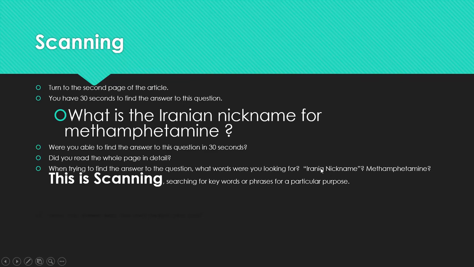So you were probably looking for specific keywords, Iranian nickname or methamphetamine. You might have been looking for those keywords. This is scanning. That is what scanning is. When you're looking for keywords so that then you can read around those words and find out bits of information. It's searching for keywords or phrases for a particular response. Okay.